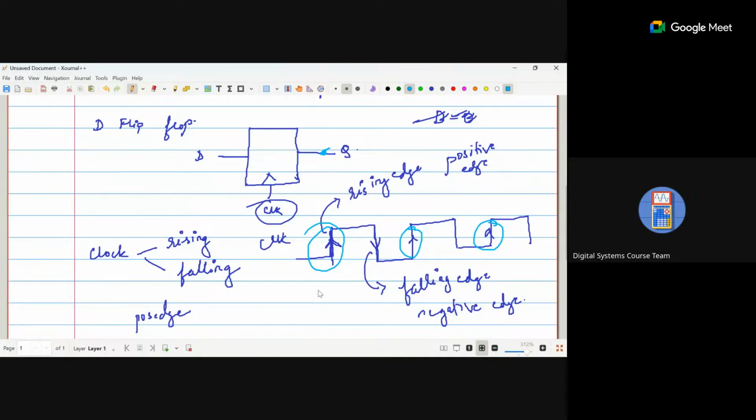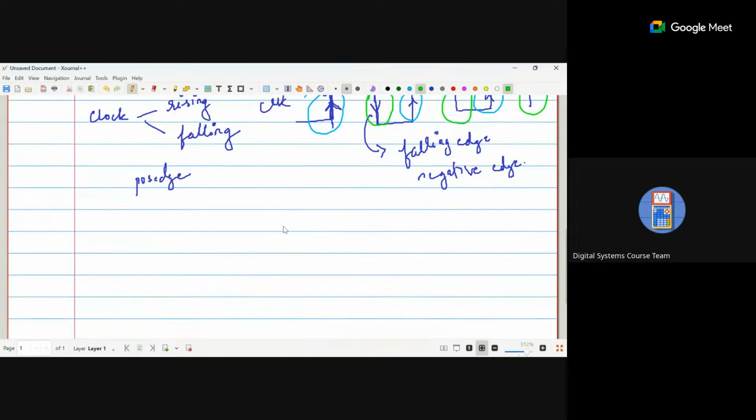The same thing for the negative edge: whenever it comes here, here and here, only then will the output be triggered. Till then there will be no difference in the output. Only when the clock edge becomes negative will the output be triggered. Okay, so that is for the clock bits.